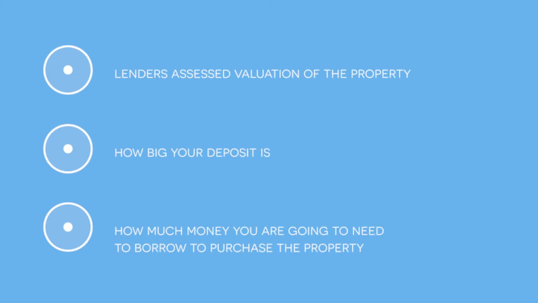Loan to value ratio, or LVR for short, is what lenders use to describe how much you will essentially need to borrow in order to purchase a specific property. In this video, I'm going to take you through the calculation process and give you an actual example, but before I do, I just want to touch base on a few key points about this topic. There are only 3 factors which will give you what you need in order to calculate your LVR. They include the lender's assessed valuation of the property, what your deposit is, and how much money you are going to need to borrow to purchase the property.